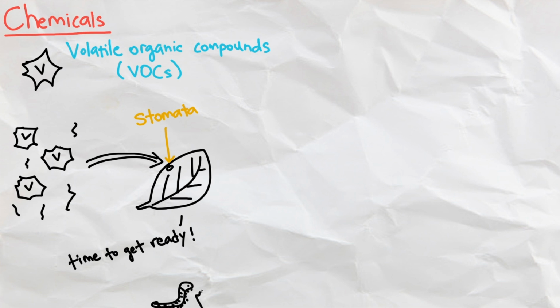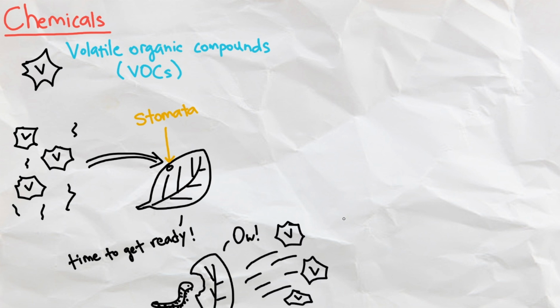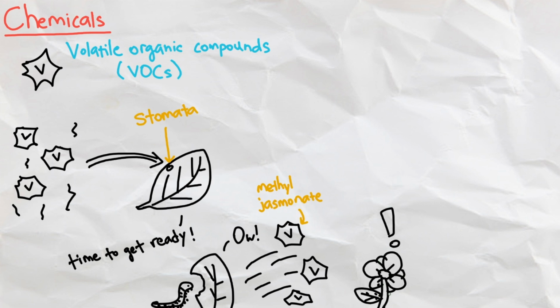For example, if a plant was being chewed on by a caterpillar, it will release a VOC called methyl jasmonate. When neighboring plants receive this signal, they will start deploying defense mechanisms such as releasing anti-insect toxins.